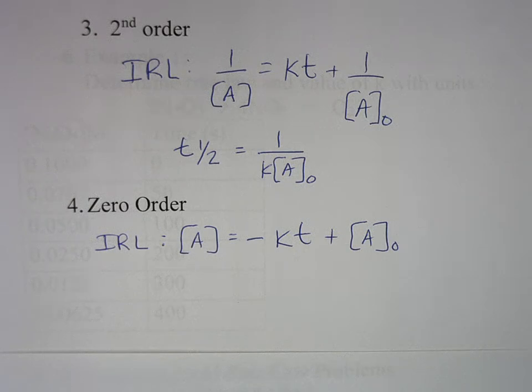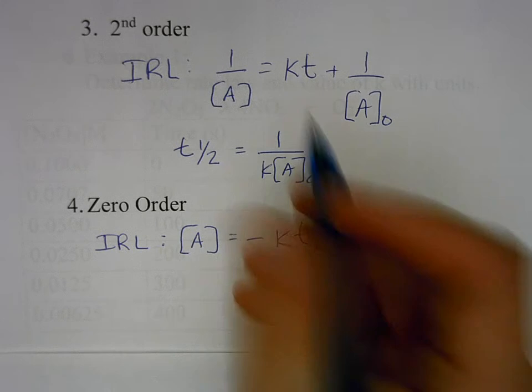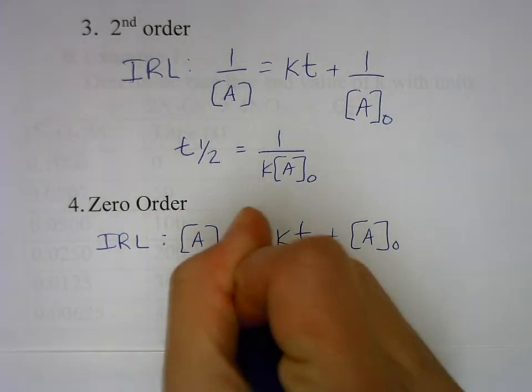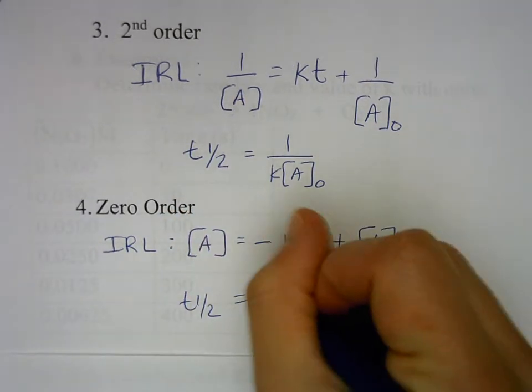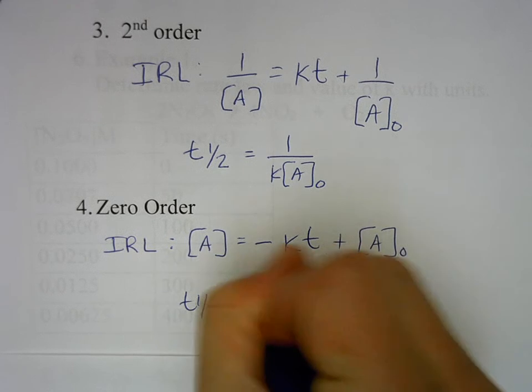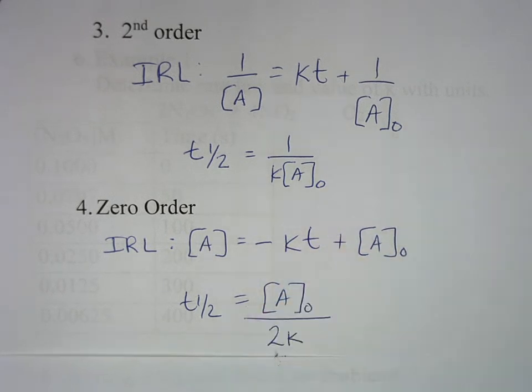You'll notice that they're in the format of y equals mx plus b. They're all within that format because we're going to be dealing with graphs that give you straight lines, and whichever one gives you the straight line is the one that tells you the order of the reaction. So the format of all of them is the same. The half-life equations are different. For zero order reactions, the half-life equation is the initial concentration of A over 2 times the rate constant.